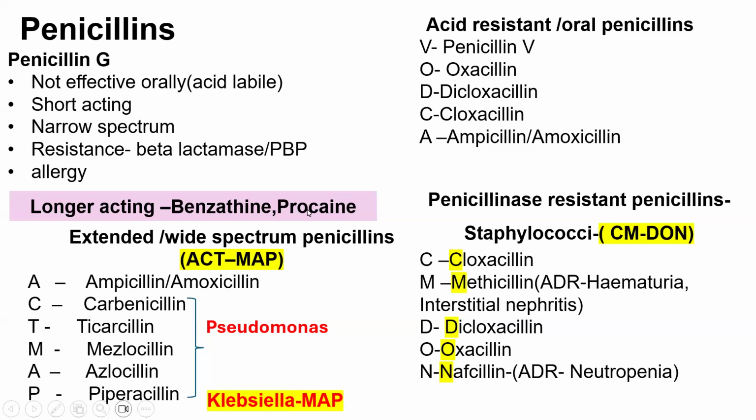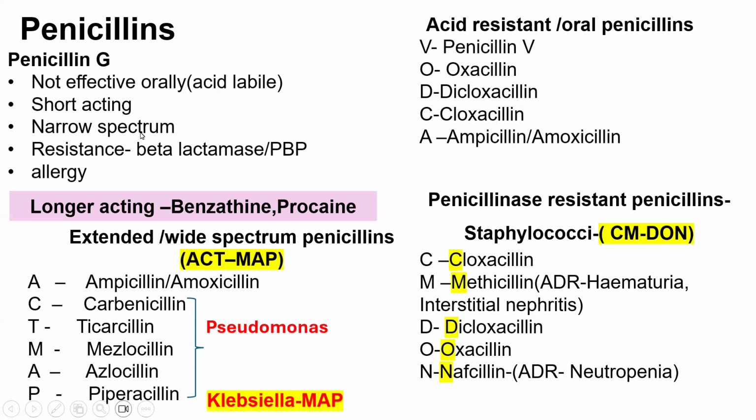So benzathine and procaine penicillins are longer acting penicillins. And to overcome the acid labile nature, we have acid resistant penicillins. You can remember them as VODCA, vodka. Okay. So penicillin V, oxacillin, dicloxacillin, cloxacillin, and A for ampicillin or amoxicillin.